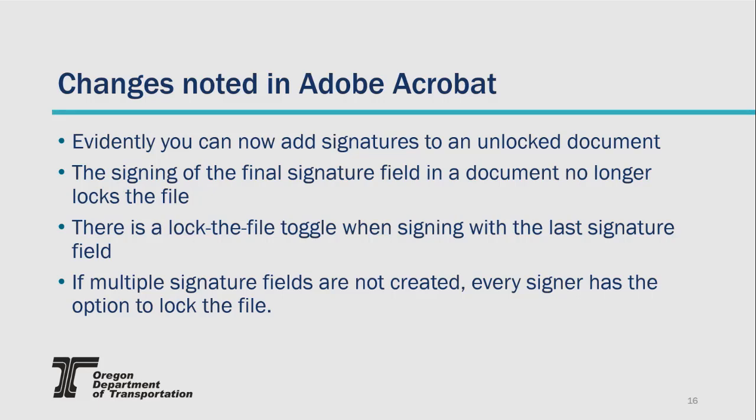So if you have multiple signature fields in the document, let's say there are 4 signature fields. When the 4th person signs the document, on their signature page there will appear a toggle asking if you want to lock the file. I recommend saying yes, I want to lock the file, and clicking that toggle. That will lock it with that last signature.